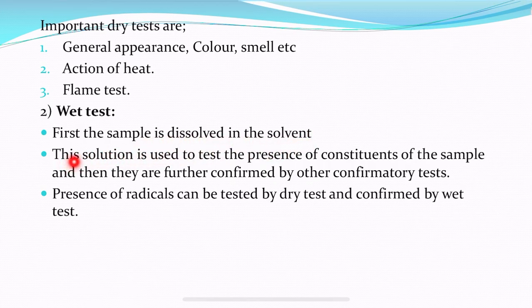Okay, so here the sample is dissolved in a solvent, and this solution is used to test the presence of constituents of a sample, and then they are further confirmed by the dry tests or confirmatory tests. Okay, so the presence of constituent radicals can be tested by dry test and confirmed by wet test. So this is how a wet test is performed.